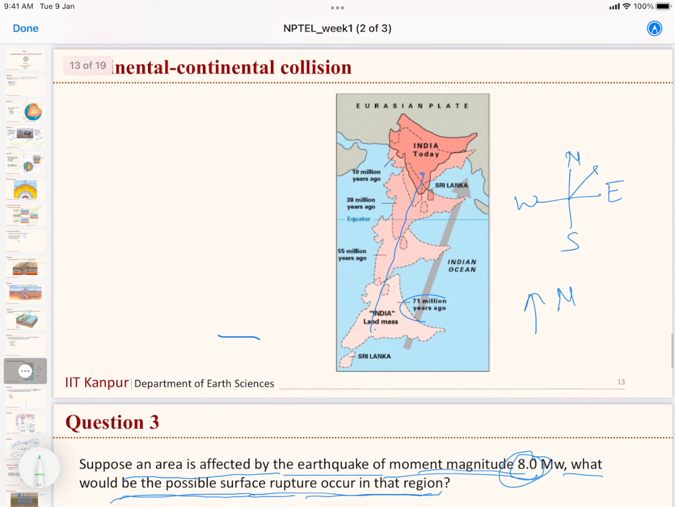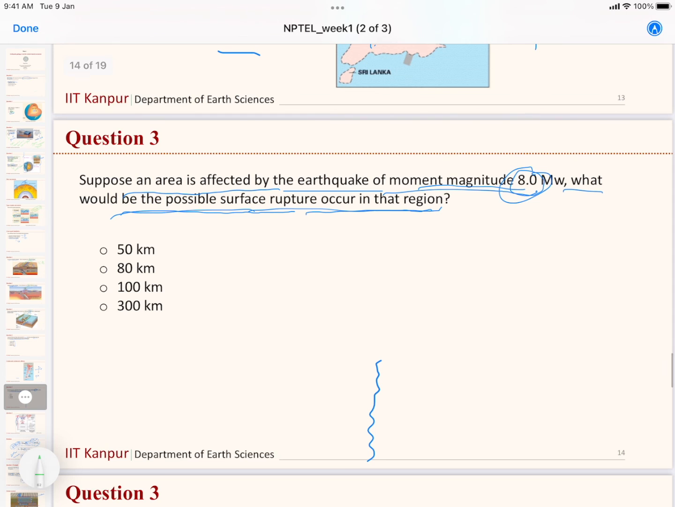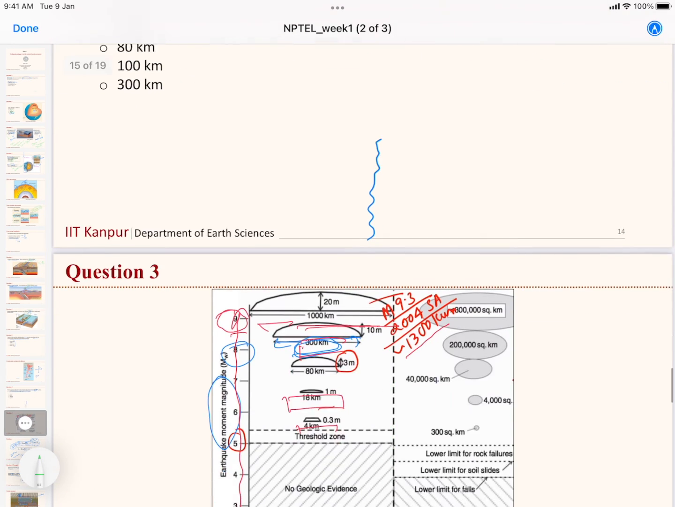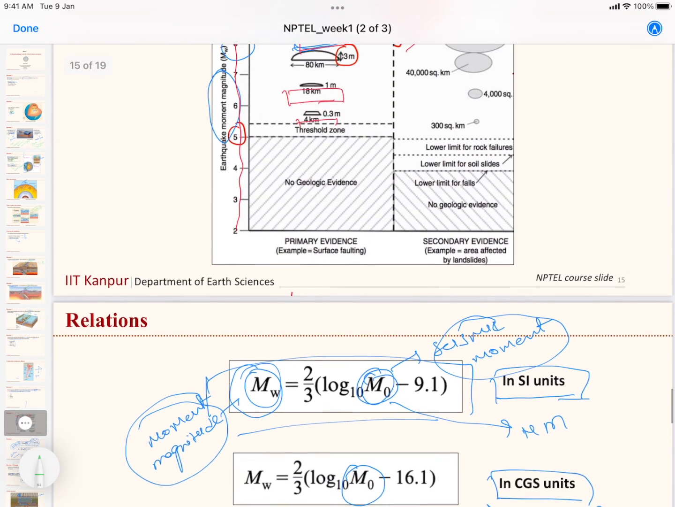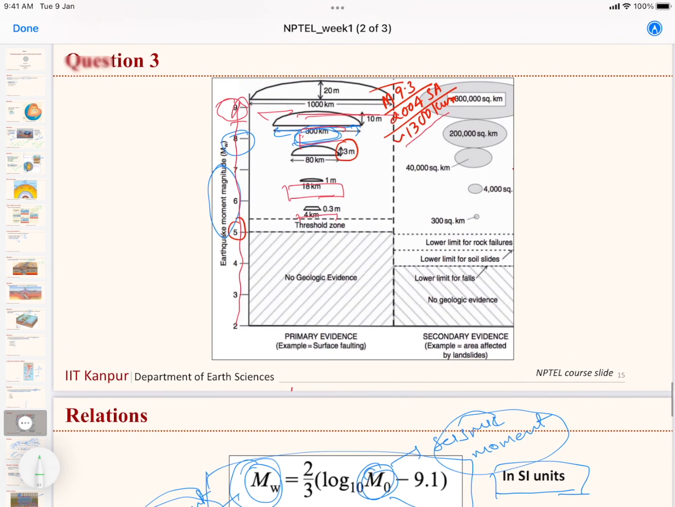I should stop, because if I move into different kinds of questions, like there is a question related to earthquakes, it would take time to explain, and now we are a bit late.